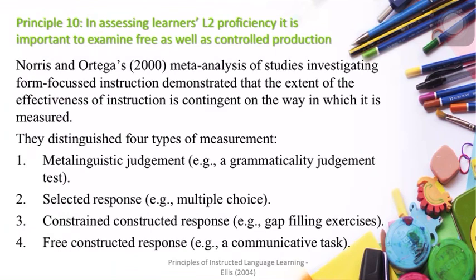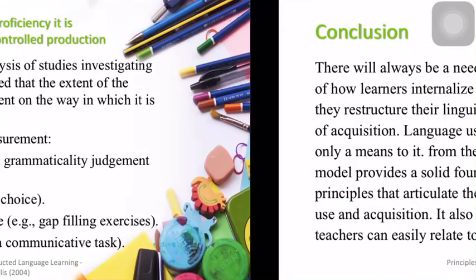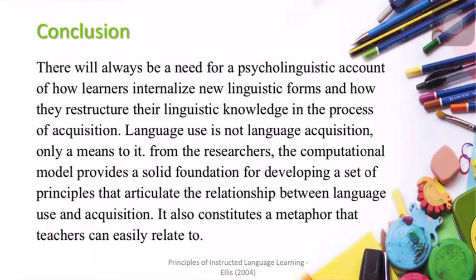For example, communicative task. It can be for high order thinking skill, or it may be for the student's opinion, or maybe the student's perception of the text. It can be for the reading comprehension, or interviewing, or listening comprehension. And then we're going to the last section, which is the conclusion.